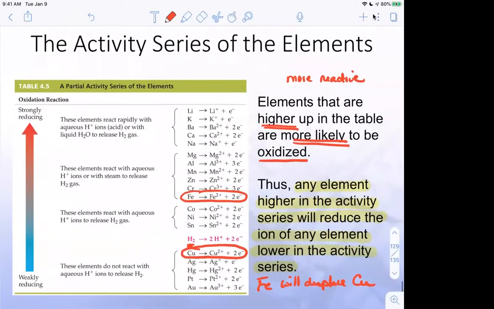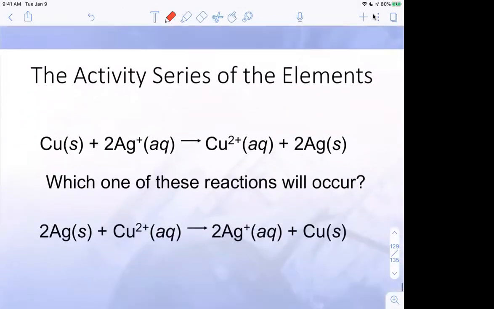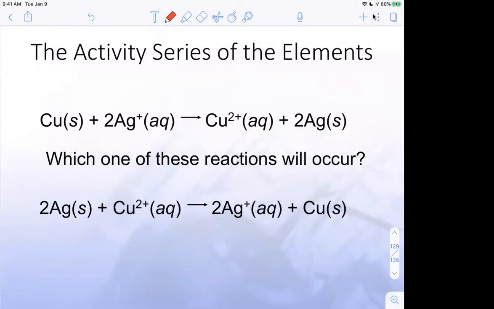So you can use this activity series to predict the products for single replacement reactions. What I want to do is always compare the two elements that are in my reaction to see if the element that needs to displace the other element is reactive enough to do that. So let's look at copper and silver. Will copper metal react with silver ion?